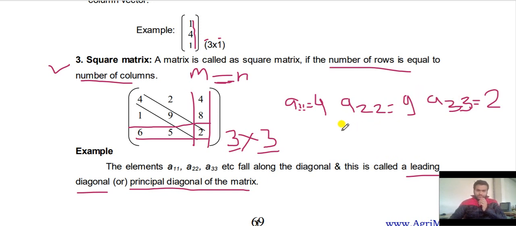Similarly, you can find A23 also. It means the element of the second row and third column. Second row means this row, and third column is this column. So it is talking about this number 8. Okay.